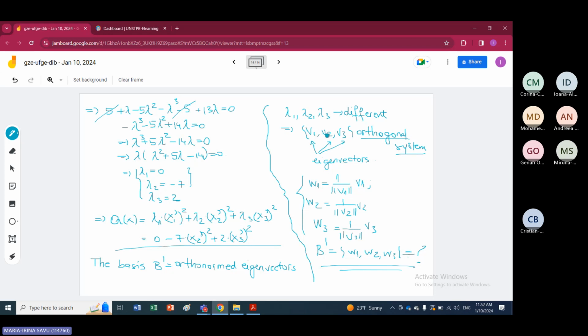But if they correspond to different values, they are always orthogonal vectors. So all you have to do is to normalize them to make them of norm 1. Just this. But if they come from the same value, you have to obtain first perpendicular vectors and then to norm them. This is the idea.